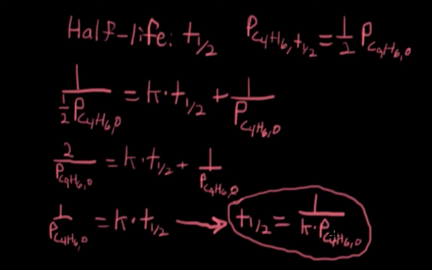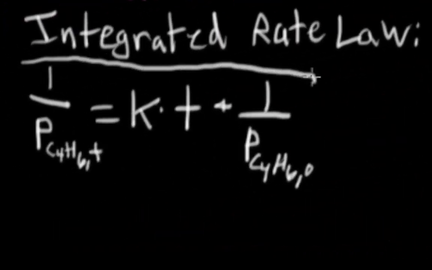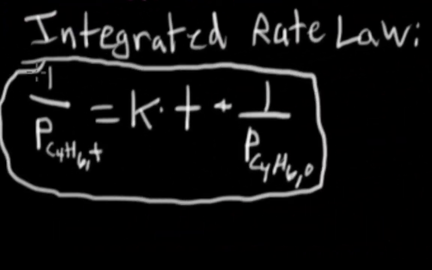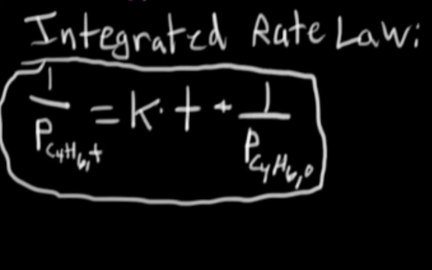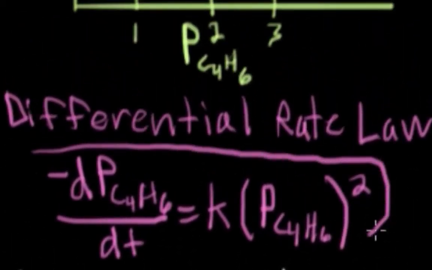So this is our half-life equation, and again, I could have done this in terms of concentration, but because we're dealing with gases, and for gases the pressure and concentration are related, here I have it in terms of partial pressure, but we could have had it in terms of concentration. So this is our half-life, and here is our integrated rate law equation. And then finally, we have our differential rate law equation.